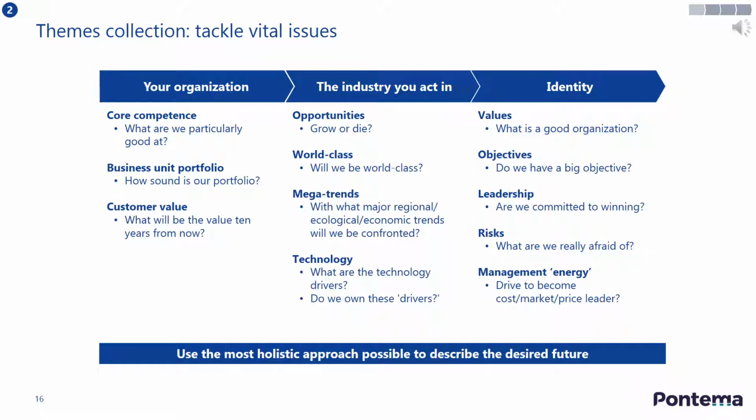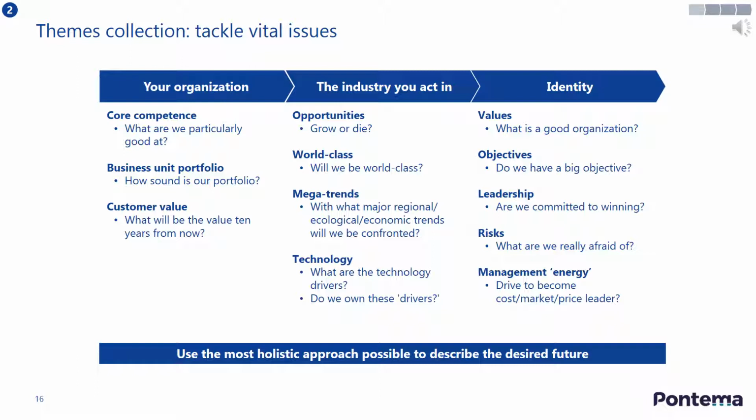When you organize your themes, try and collect an exhaustive and mutually exclusive list of the vital elements affecting your organization, the industry you act in, and how you want to be perceived to the outside world. When considering your organization, consider your core competencies, your business unit portfolio, and how you anticipate creating customer value in the future. For your industry, consider the mega trends you will be confronted with, such as the move to electric and hybrid cars in the automobile industry.